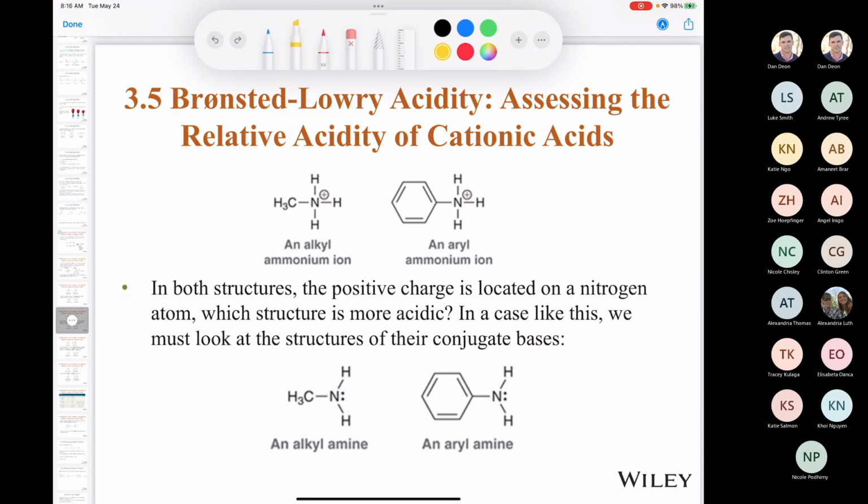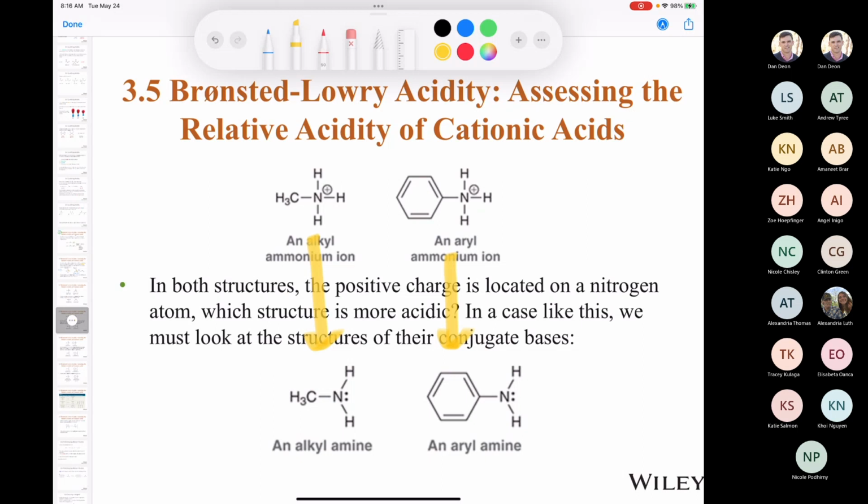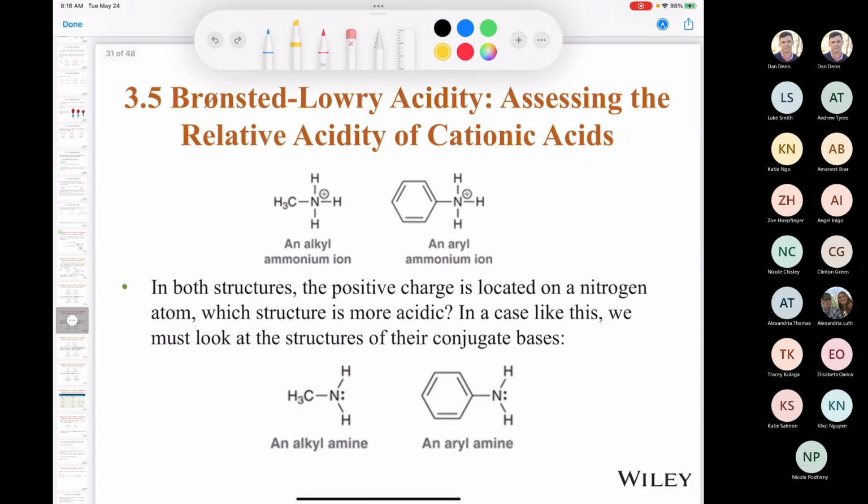How would you determine which one of these is more acidic? Is it the alkyl ammonium ion that's most acidic? Or is it this aryl ammonium ion that's more acidic? Well, in order to determine that, we're going to go back to conjugate bases again, just like we did in section 3.4. So if this loses a proton, we end up with an alkyl amine. And if this loses a proton, we end up with an aryl amine. Now we're going to compare these two conjugate bases.